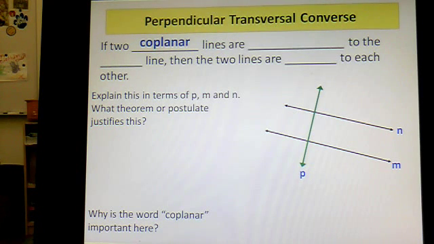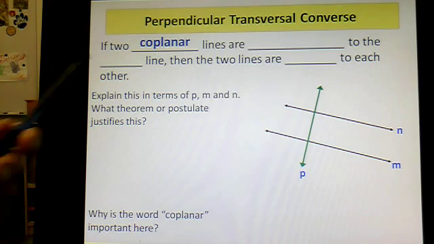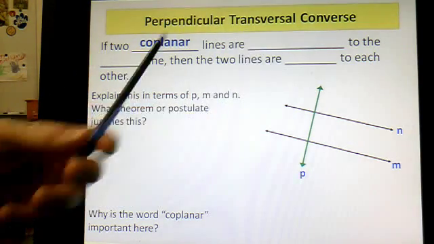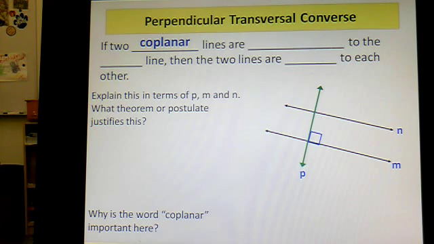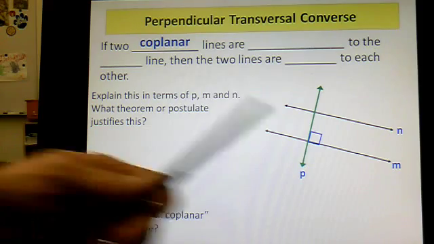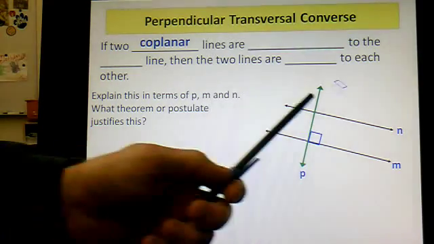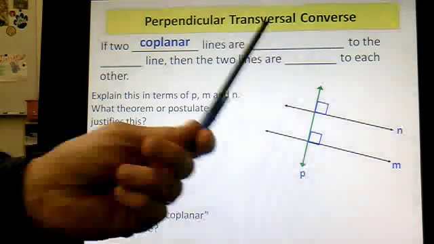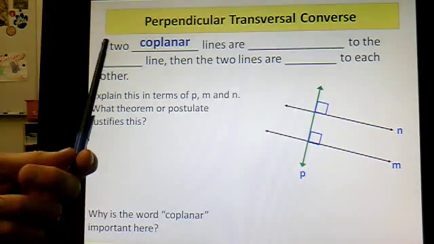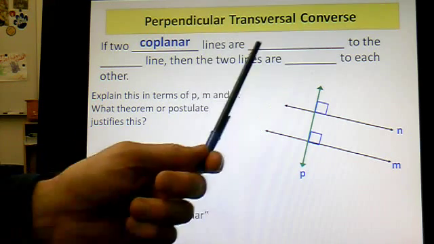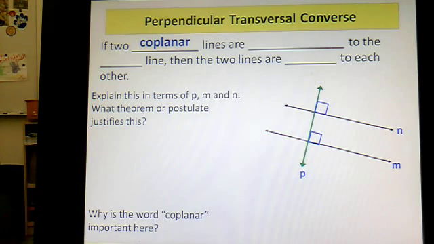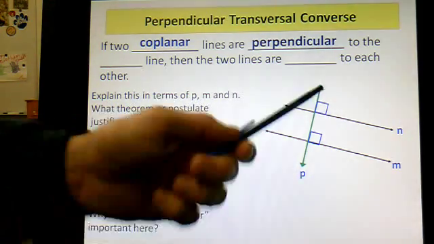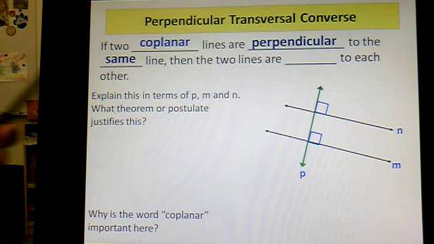Alright guys, I'm back. Hopefully you filled these three little words in here pretty quickly. If two coplanar lines are blank to the blank line. So we're starting off, the givens on this sentence are going to be a little different. You're going to be given a right angle here, and a right angle here, which means the adjective up here that describes the lines would be two coplanar lines, in other words M and N, are perpendicular. You'll often see the word perpendicular given by right angles on there, to the same line, in other words to the transversal. Maybe you didn't have that one before.